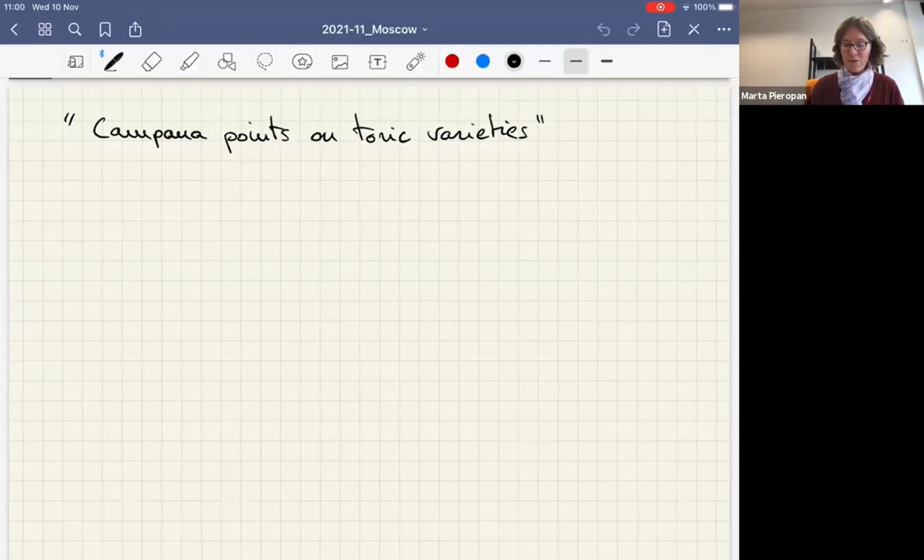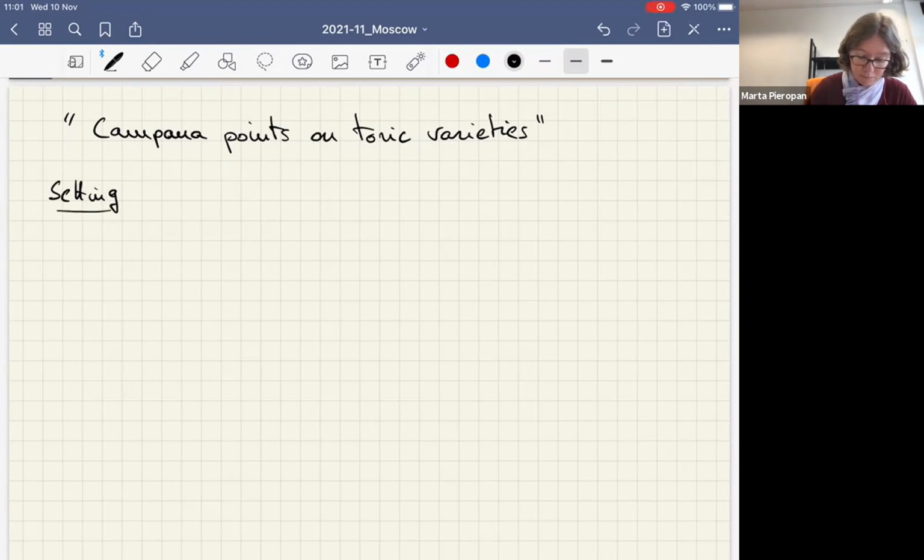All right. So I will first introduce Campana points and then tell you some properties, conjectures, and heuristics about them on toric varieties. Today I work only on toric varieties, so let's start by fixing some notation. So to define my Campana points, I need three types of ingredients.